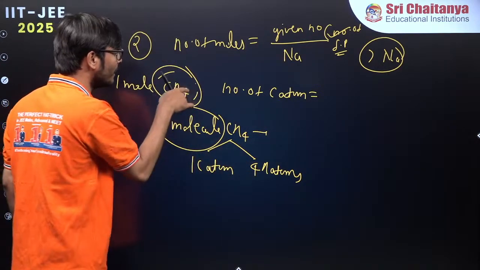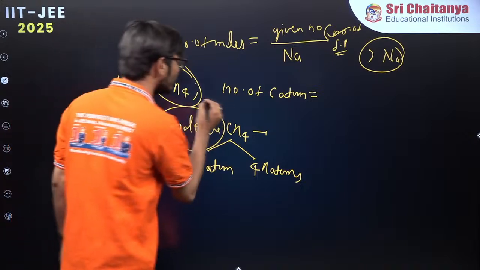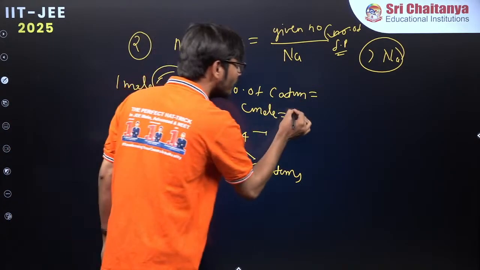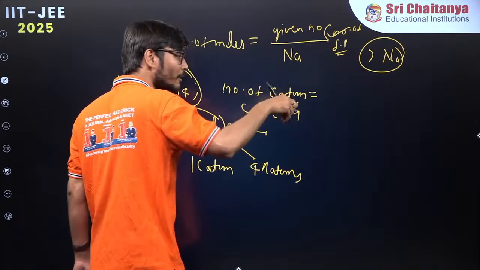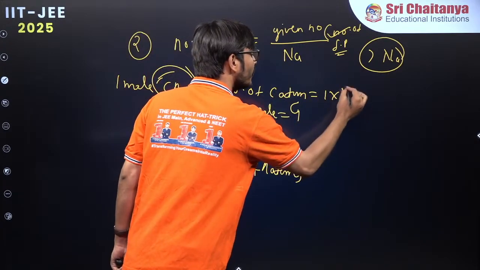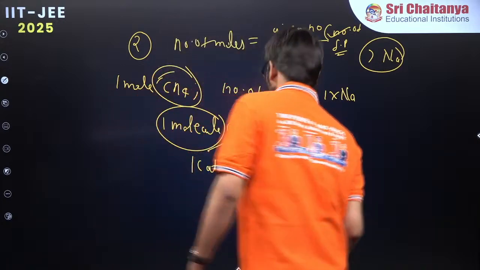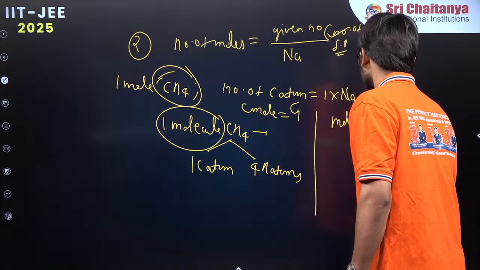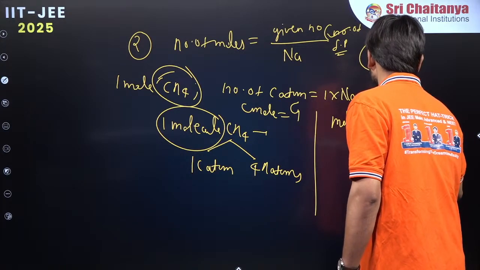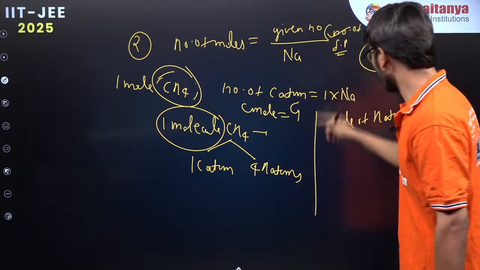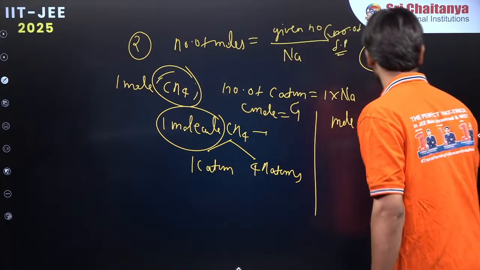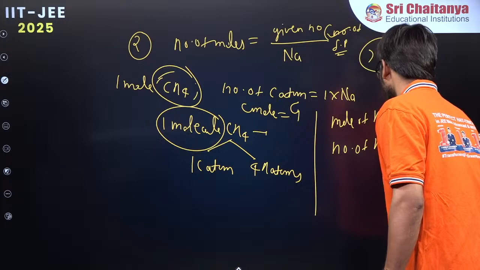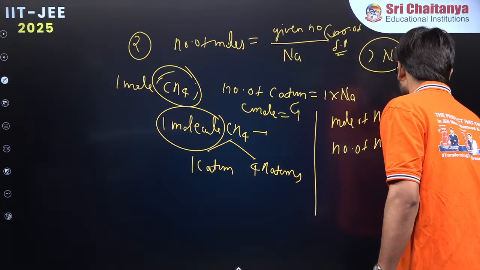So in methane, the mole of carbon is equal to 1. So what is the number? 1 mole means Avogadro number, so 1 into Na. If I ask you, what is the mole of hydrogen atom? What is the mole of hydrogen? 4. But if I ask you the number of hydrogen atoms, this will be 4 Na.